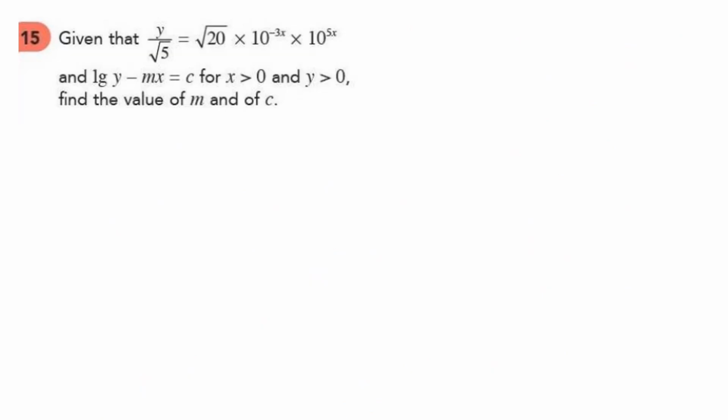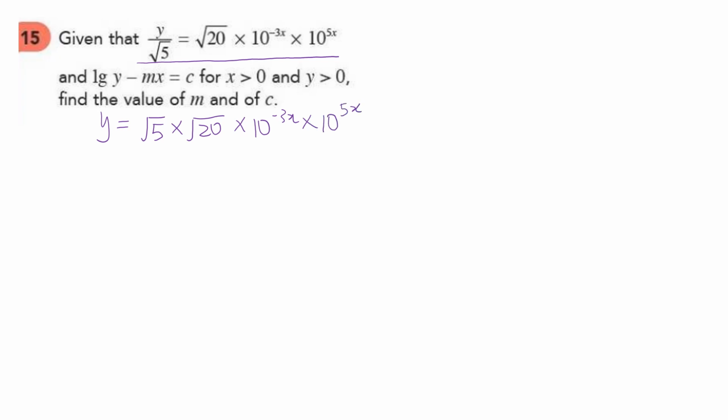Right, let's look at question 15. I think we can simplify the equation given here. Alright, I'm going to multiply both sides by square root 5. So that will give me y equals square root 5 times square root 20 times 10 to the power of negative 3x times 10 to the power of 5x.